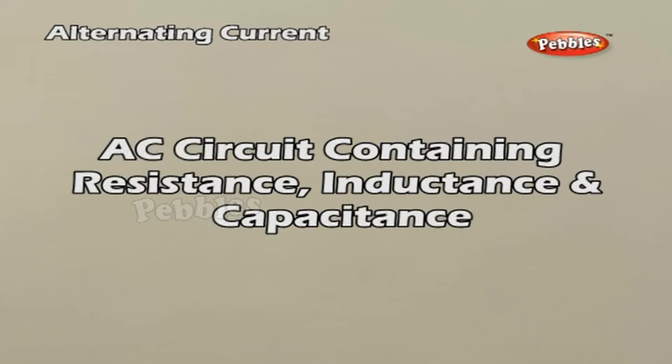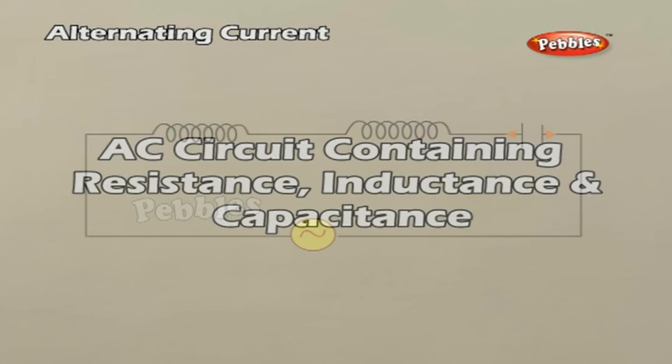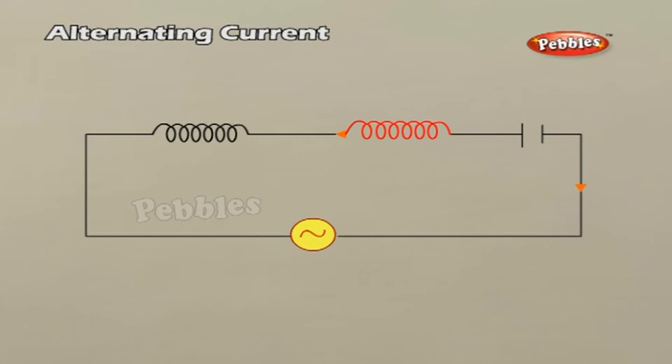AC circuit containing resistance, inductance, and capacitance. When an AC source is connected in a circuit with a resistance and a reactance together, the current varies initially in a complex way. After sufficient time, a sinusoidally varying current persists in the circuit. This steady state current has a frequency equal to that of the source and may have a phase difference with the source voltage. As the three elements are in series, the current has the same amplitude and phase in all.